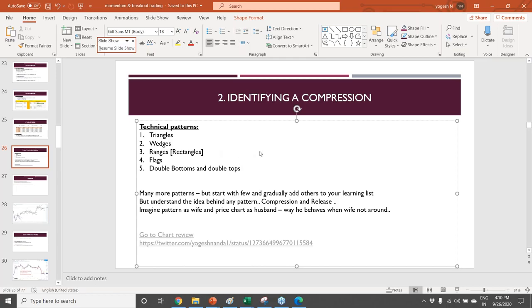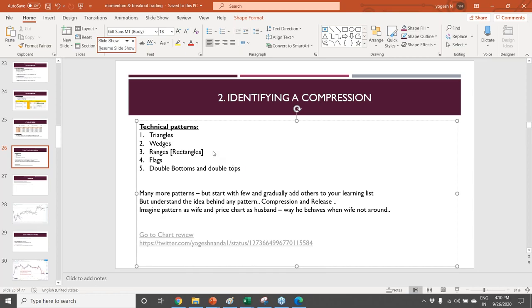Which technical pattern is better, if you can rank them? Ranking-wise, I'll rank ranges and triangles, then flags, and then wedges, because wedges are difficult to trade. Most difficult is wedges. So ranges and triangles I find most favorable. Tips to identify patterns? Yeah, we'll look at the chart to see how I identify them.